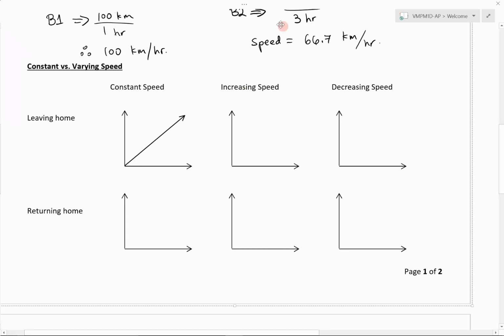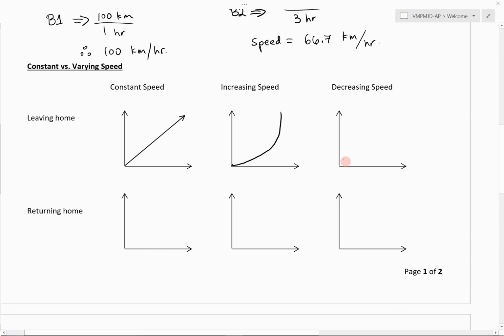If you have an increasing speed, then your graph is going to look something like this. Meaning at the beginning it's slow, like you're not changing a lot. If this axis was distance and this is time, in the beginning you're not changing your distance very much. But when you look at this section of the graph, going from this point to the end point, that's a huge change in distance in such a small period of time. So that's an increasing speed.